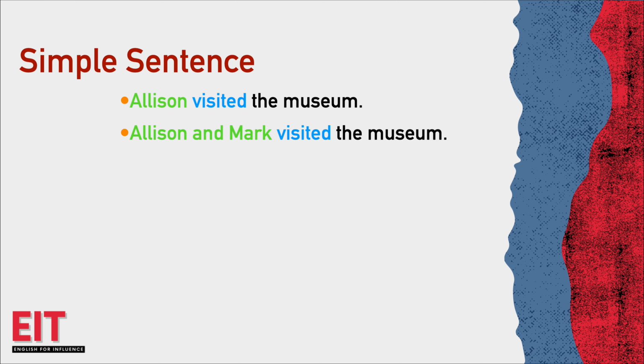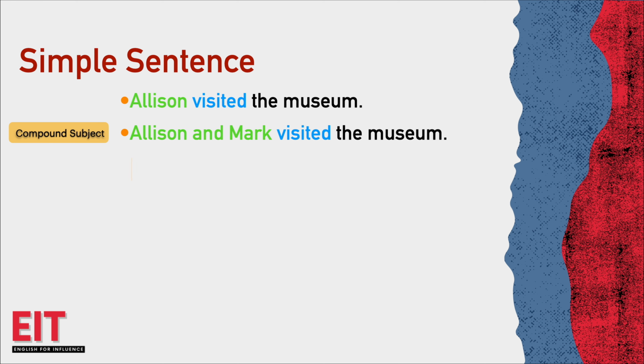I can add another subject, Allison and Mark. Actually, it's not another subject, it becomes a compound subject. We call that a compound subject. You still have one subject, but this time it's compound. Two persons, Allison and Mark. And you join those persons into one subject using and. So you also have that option.